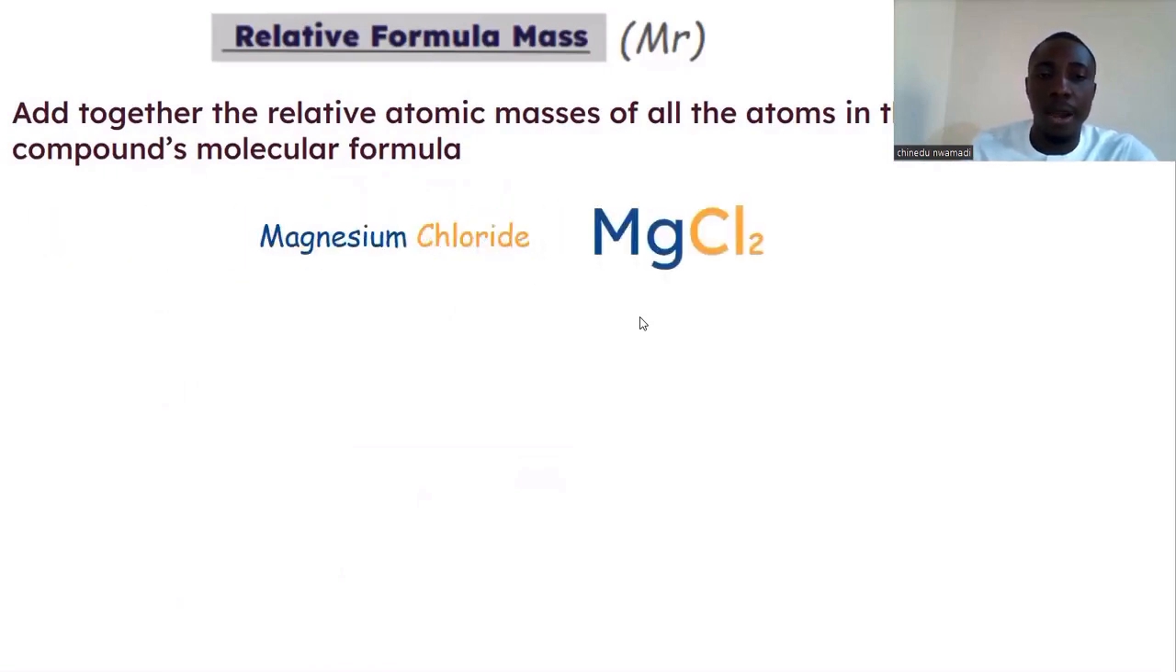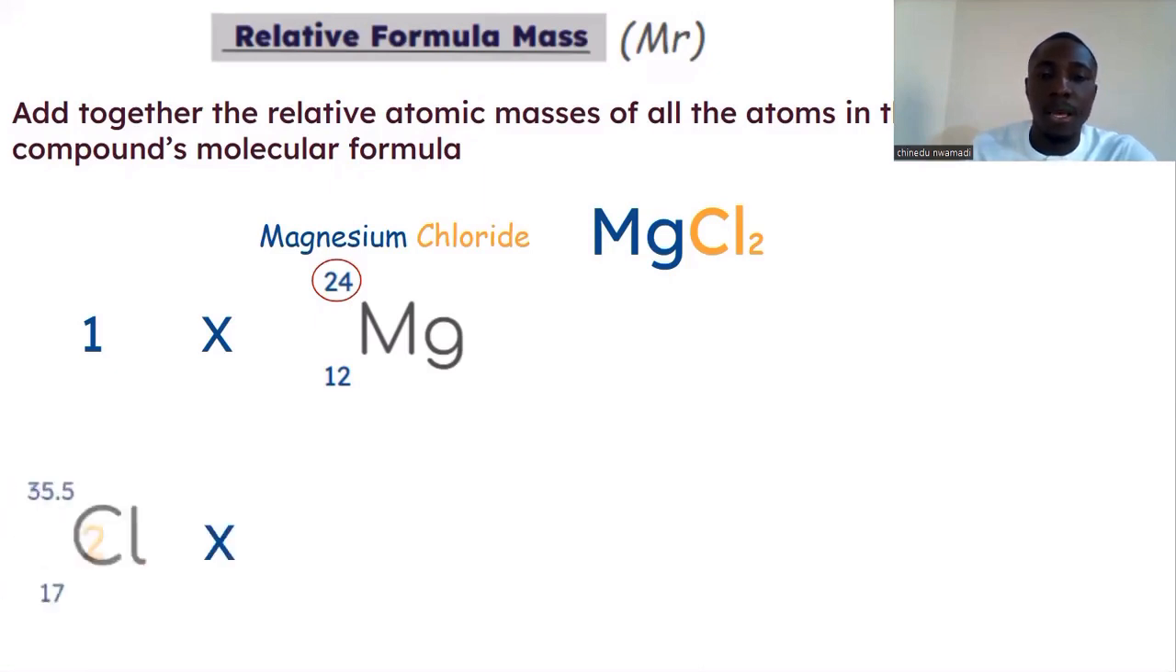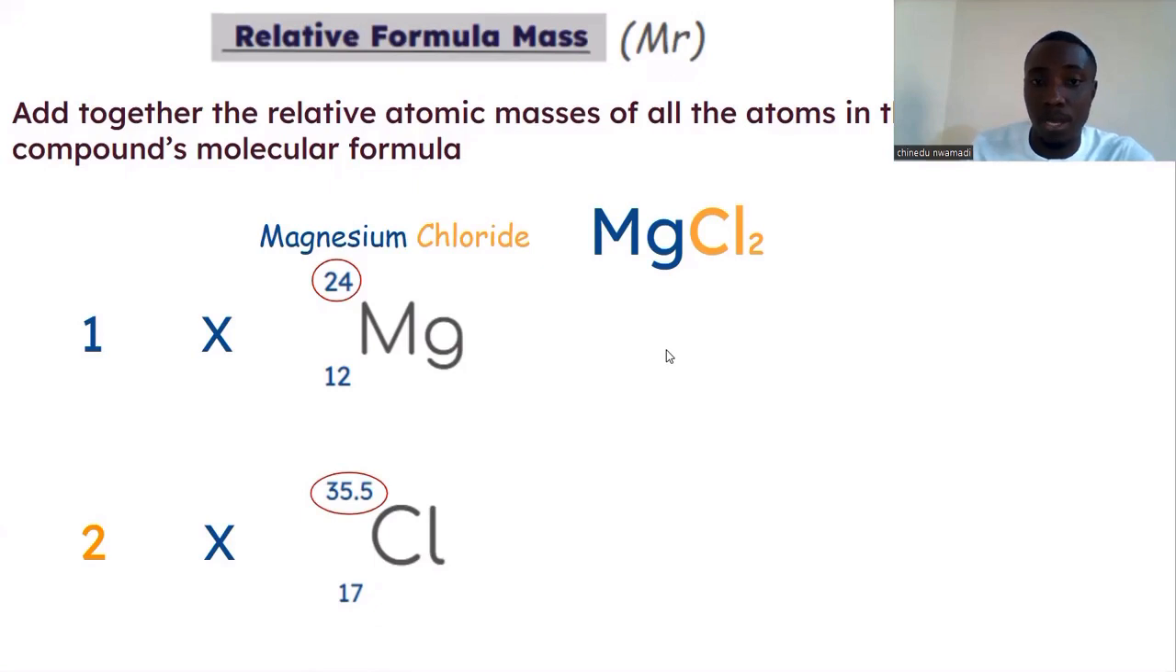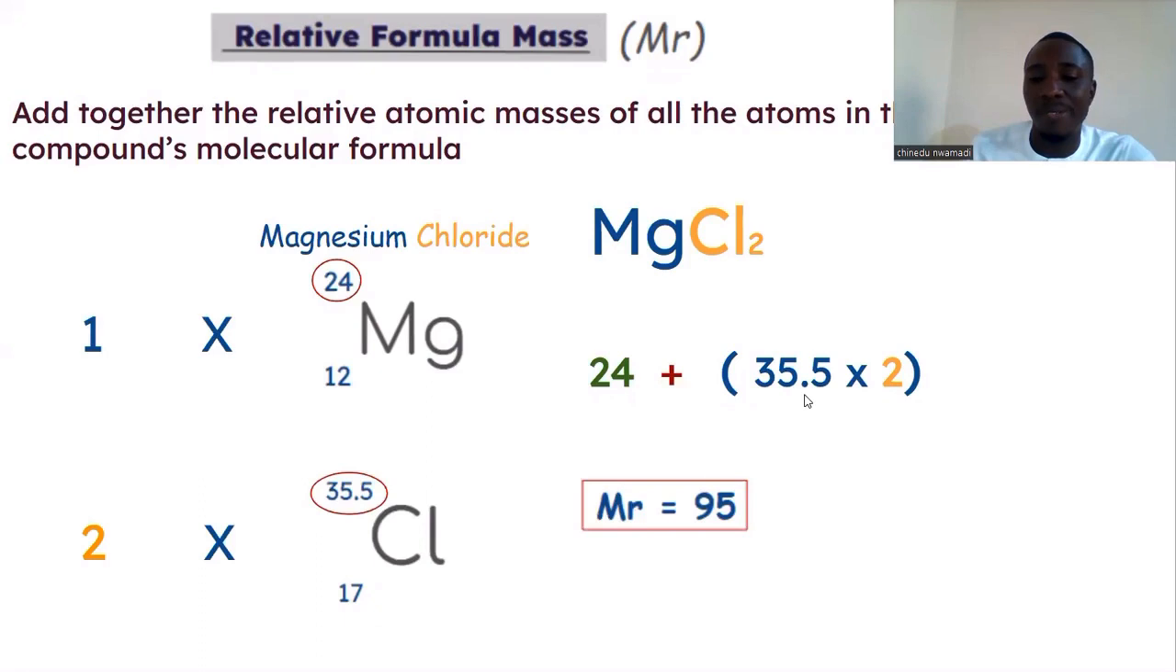Now let's look at another example. Let's look at magnesium chloride with the molecular formula of MgCl2. Okay, now when you look at the molecular formula, you see that the total number of atoms of magnesium in this compound is 1. So 1 multiplied by its atomic mass, which is 24. But for chlorine, you can see that we have 2 atoms of chlorine there. Okay, so 2 multiplied by its relative atomic mass. So that will give us 24 plus 35.5 times 2. And that will make our Mr to be 95.